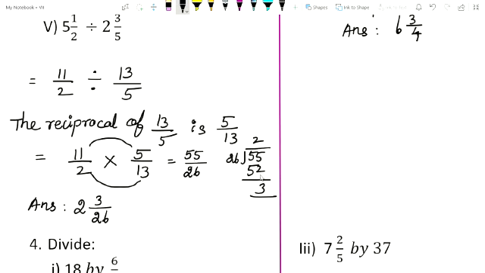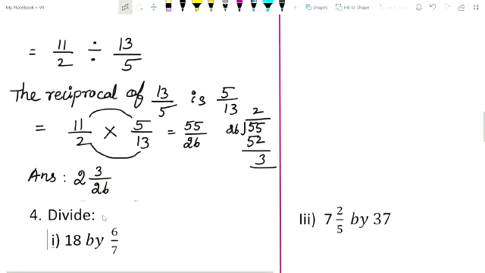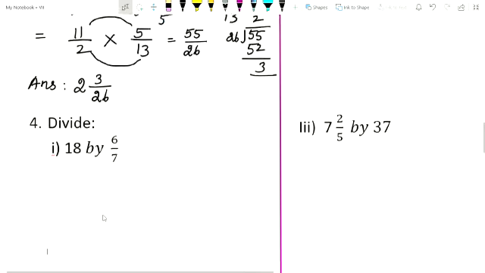Okay. Now you divide this 55 divided by 26. 2 times it occurs. So 2 into 26 you get 52. After subtracting what you are getting? 3. Okay. Now the quotient is 2, remainder is 3, divisor is 26. So 2 into 3 by 26. Do you understand, children? Let's move on to the next question.